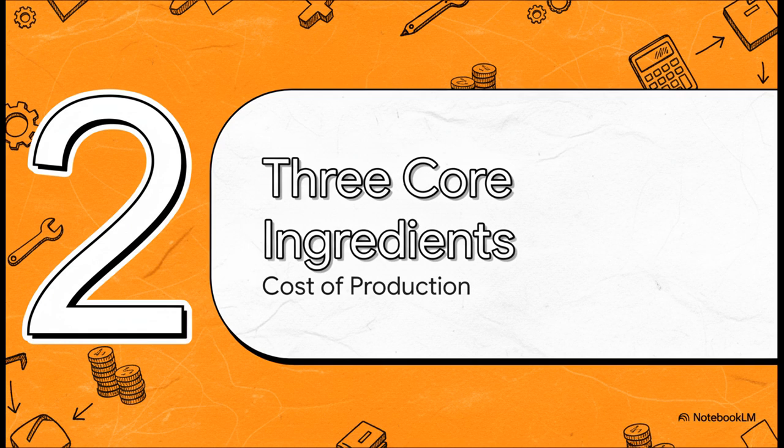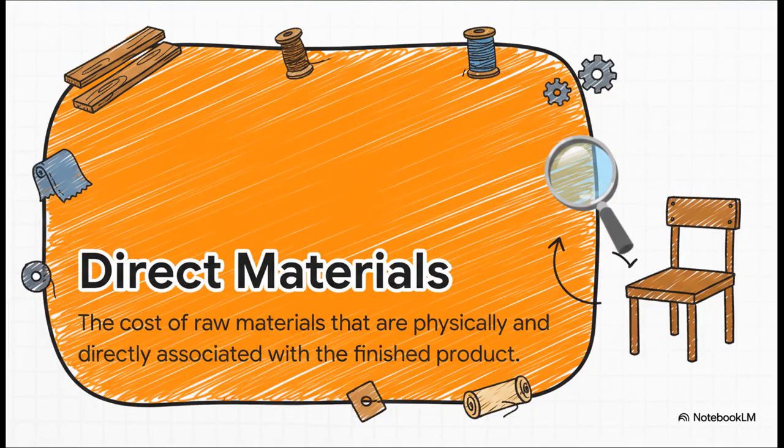So, how in the world do we track all this? Well, the good news is that every single manufacturing cost, no matter how big or small, can be sorted into one of just 3 essential categories. I like to think of them as the core ingredients for our cost recipe. First up, we have direct materials. Now, this is the obvious stuff, right? It's the wood that makes up the chair, the cotton for the t-shirt, the metal and glass that go into the phone. It's all the raw stuff you can physically see and touch in the final product.